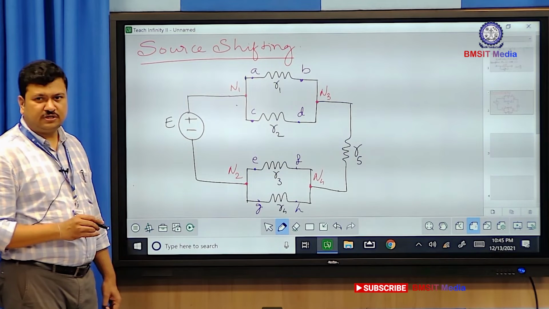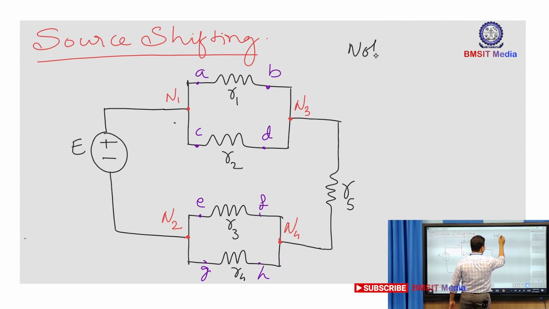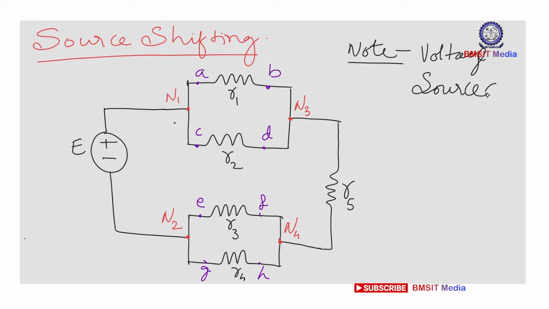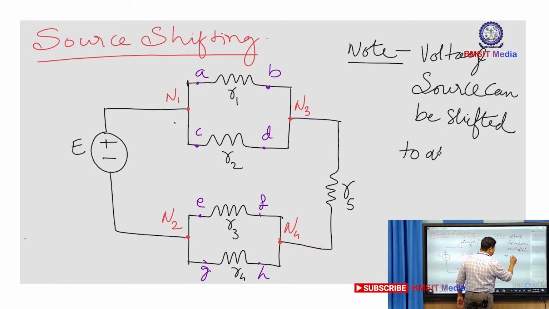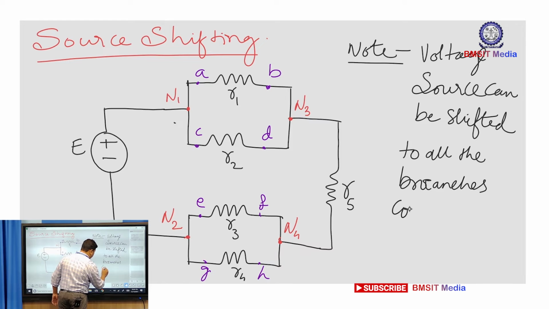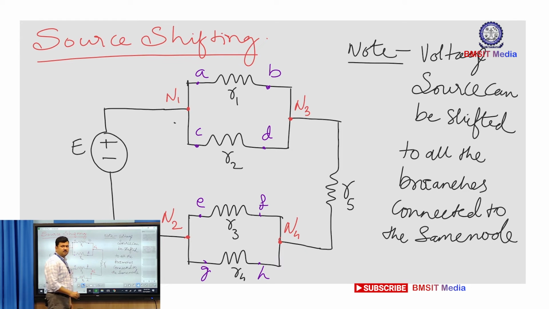Where all can I shift the voltage source? One thing we should remember when shifting the voltage source is that I will write a note here. Note: voltage source can be shifted to all the branches connected to the same node where the voltage source is connected.